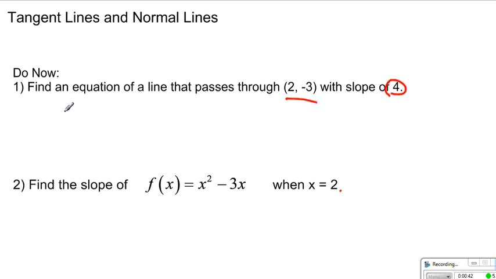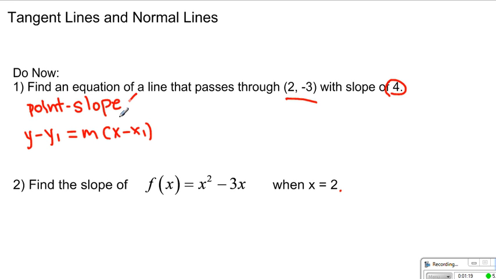All right, then let's look at the first question first. How do you find the equation of a line that passes through this particular point with a slope? In fact, the easiest way seems to be the point-slope form of a line. The point-slope form of a line basically states that y minus y1 is equal to slope times x minus x1. Here m is the slope, and the point which we are looking at is (x1, y1).